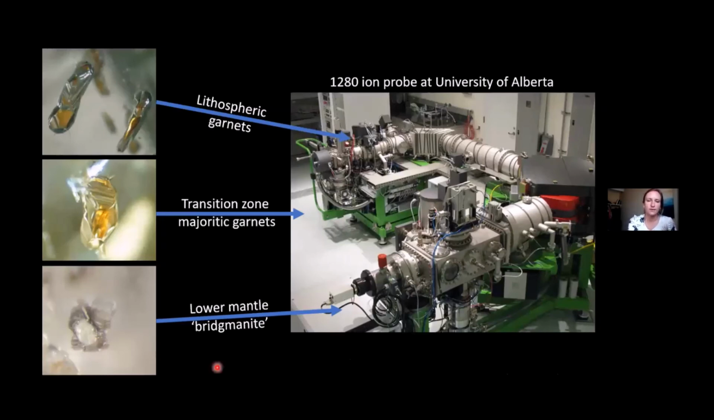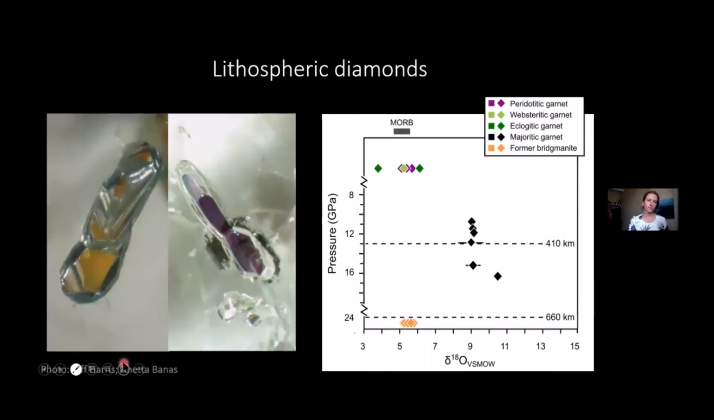And so for our study, what we did was we took our various diamonds from various steps and analyzed them on the 1280 ion probe at the University of Alberta. And so in this slide, I'm showing the results of the delta 18O values for all the diamonds at Kankan. Not only our lithospheric diamonds shown up here, but also our majoritic bearing diamonds, and finally our lower mantle diamonds indicated down here. But first I want to focus on the lithospheric diamonds.